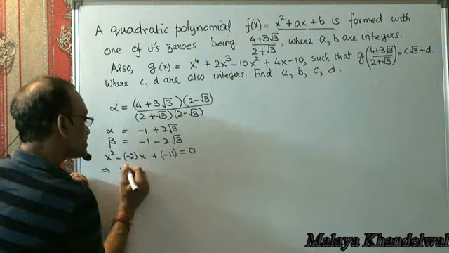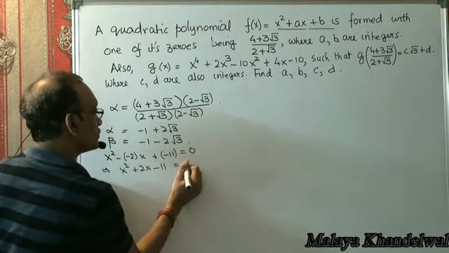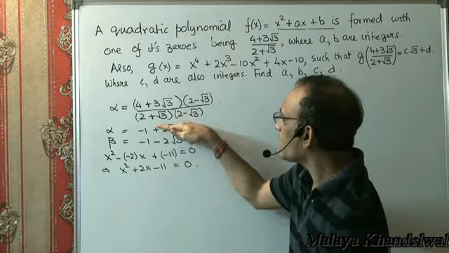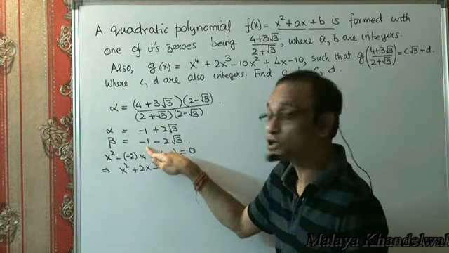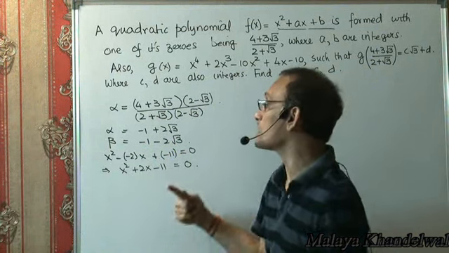And that's x squared plus 2x minus 11 equal to 0. Yes or no? That's the other root. I hope you understand this. I rationalized this. I got minus 1 plus 2 root 3 as one of the roots. The other root is minus 1 minus 2 root 3. Why? Because irrational roots occur in pairs.